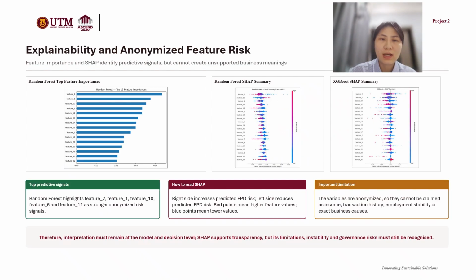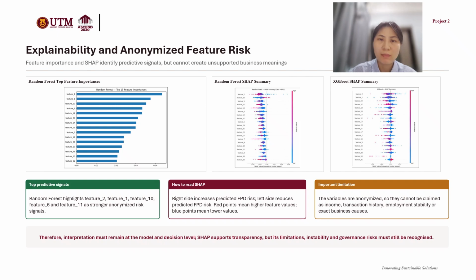And finally, this slide explains model interpretation. Feature importance and SHAP were used to identify predictive signals. However, the features are anonymized, so we cannot say they represent income, transaction history, employment stability, or business causes. Therefore, SHAP can support transparency, but interpretation must remain at the model and decision level.